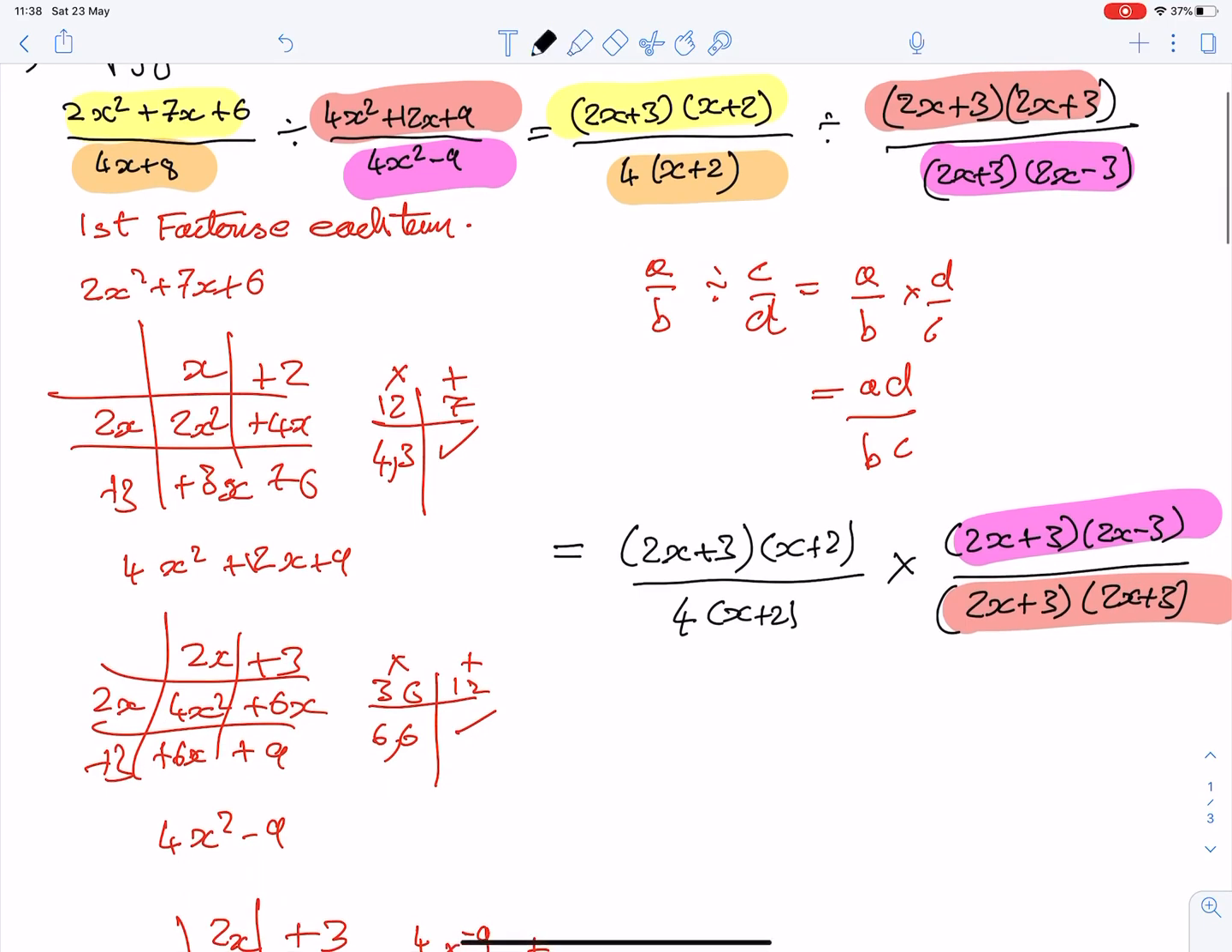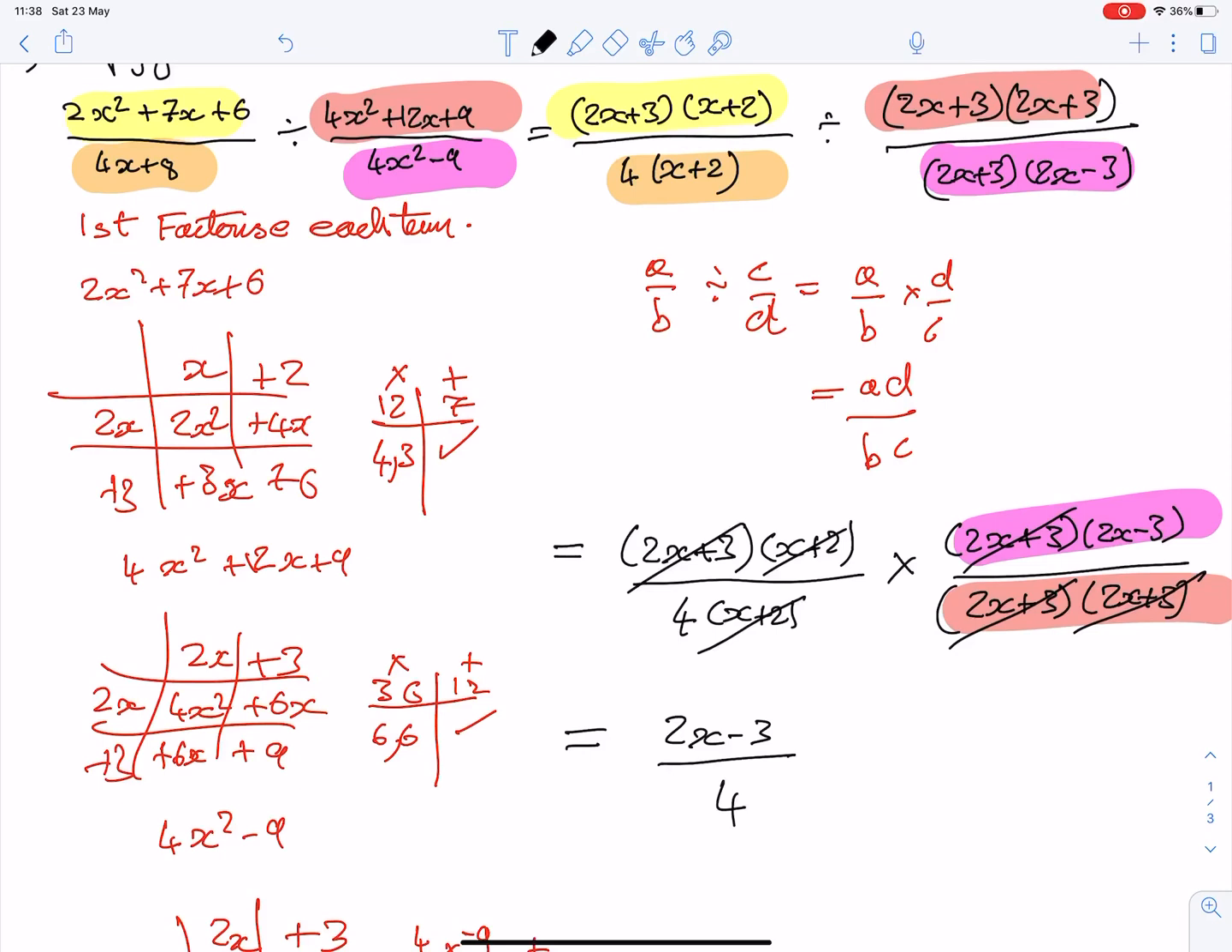Now we can look at factors that will cancel. And this has been set up, I hope, reasonably nicely. So x plus 2 cancels with x plus 2. 2x plus 3 with 2x plus 3. And again, 2x plus 3 with 2x plus 3. So that leaves us with 2x minus 3 over 4 as the answer.